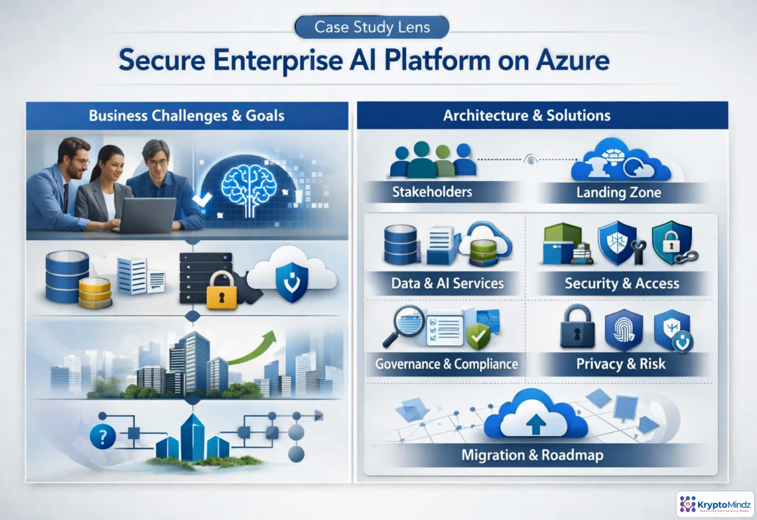To make TOGAF concrete, we'll use one running scenario: an enterprise building a secure AI platform on Azure for knowledge discovery, analytics, and decision support. The challenge is not just choosing services. It is aligning stakeholders, data, identity, governance, privacy, and scaling plans into one architecture direction. As we work through the scenario, connect each TOGAF activity to practical Azure decisions, from landing zones and AI services to security reviews and implementation governance.